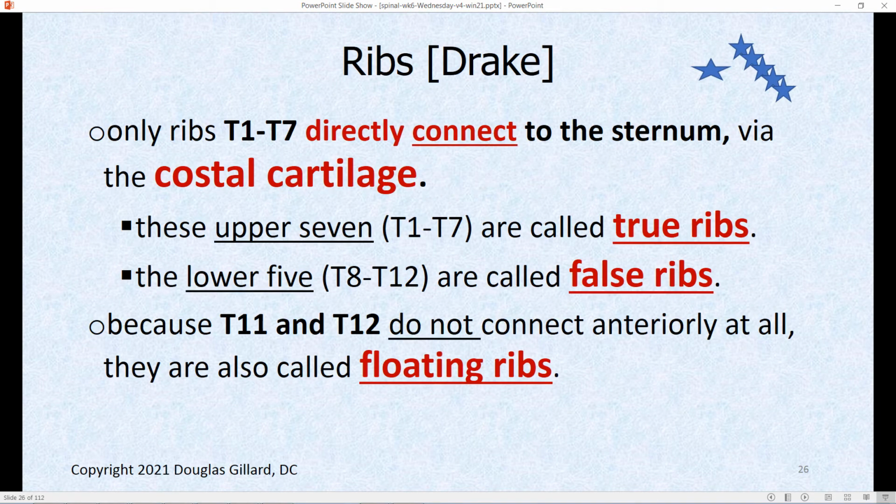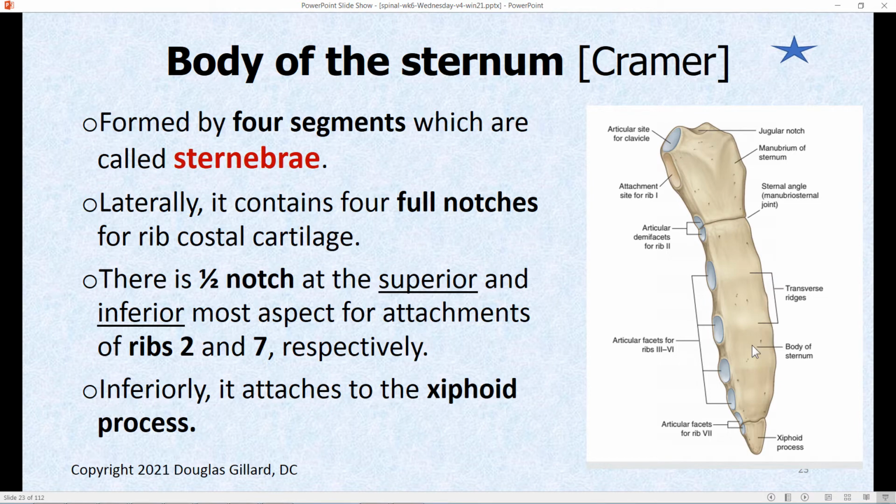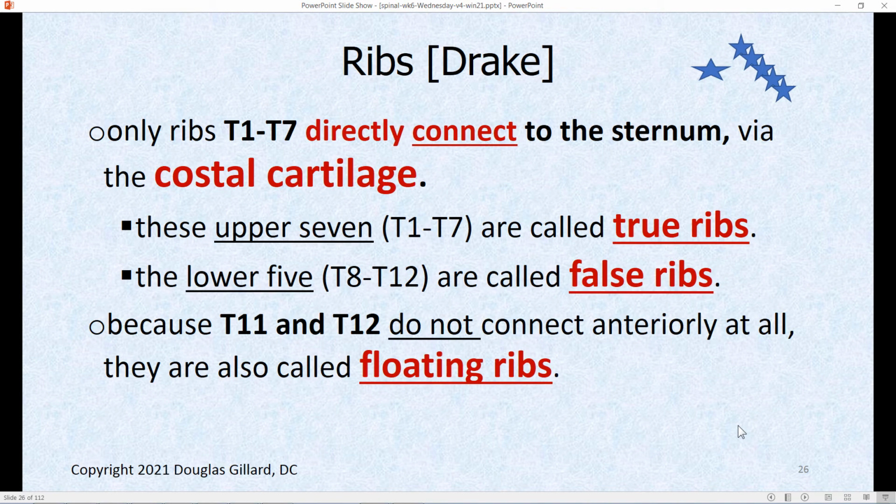Let's dig into these ribs a little bit more. So only ribs 1 through 7 directly connect to the sternum via this costal cartilage. Is that true? Let's count them. Well, yeah, so there's rib 1, rib 2, 3, 4, 5, 6, and 7. So sure, there are little facets there for all 7 of those. Therefore, ribs 1 through 7 are called true ribs, because they truly connect to the sternum. All right, so you definitely need to know that. That's another easy question. I ask that in just about every test.